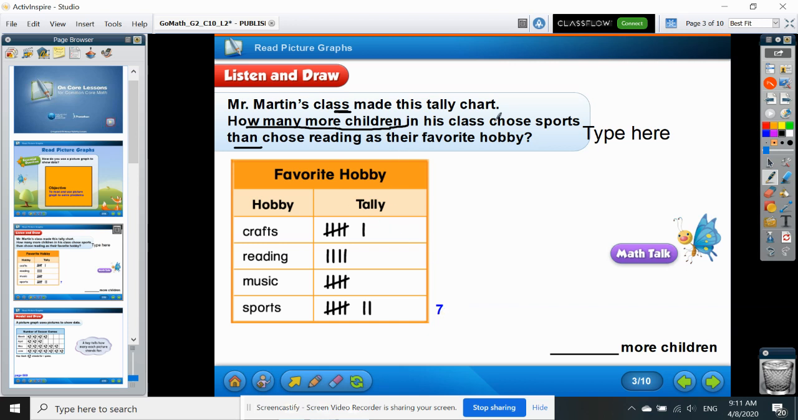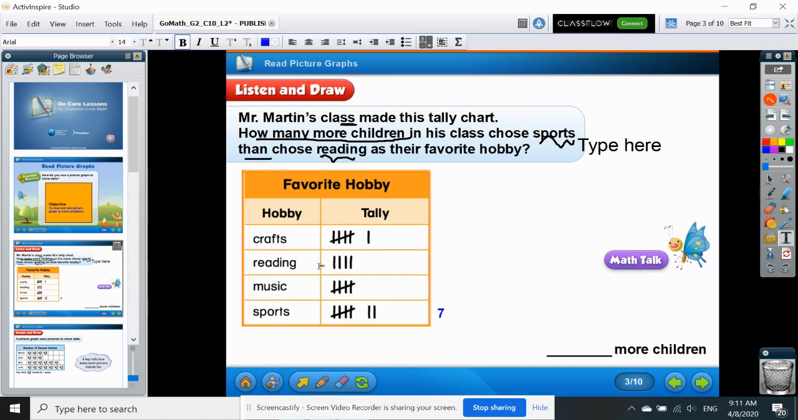So sports were 7, and reading, how many reading? Let's check. 1, 2, 3, 4. 4 chose reading, right? So now I want to subtract 7 minus 4, which equals 3. Why did we subtract? Again, because the question asked us how many more sports than reading. 3 more chose sports than reading. This is just a revision for our last lesson.